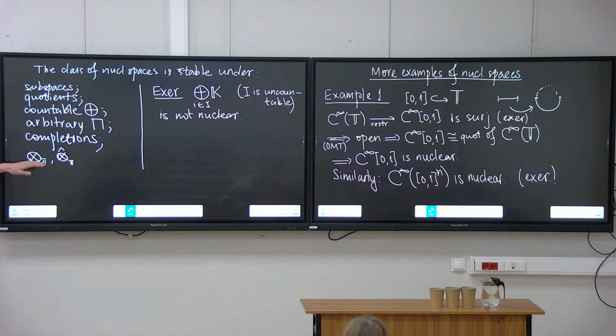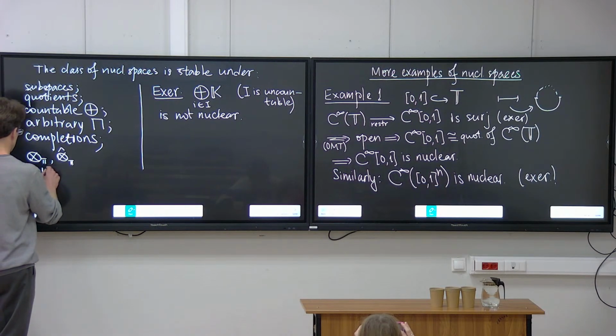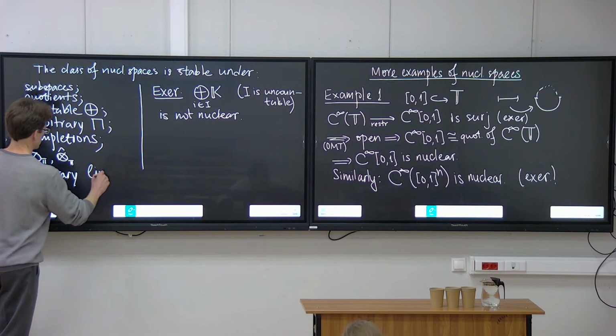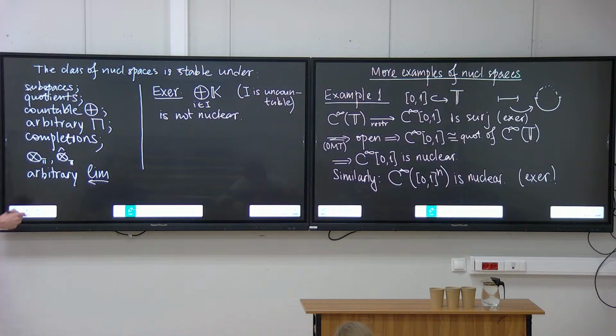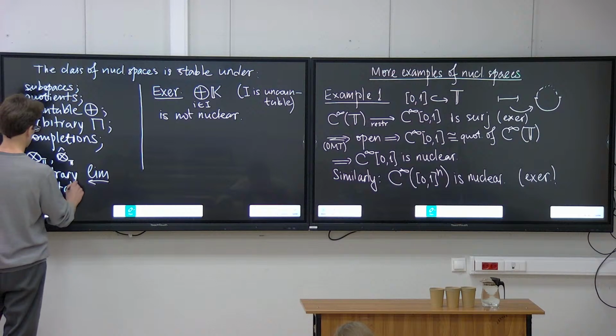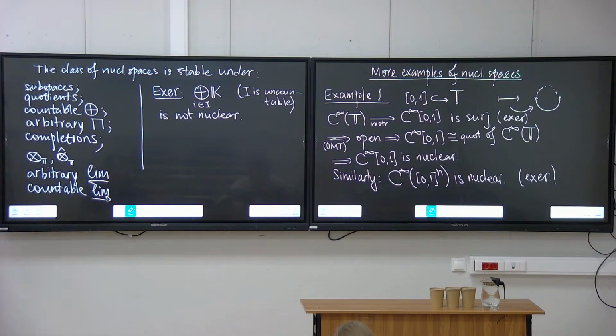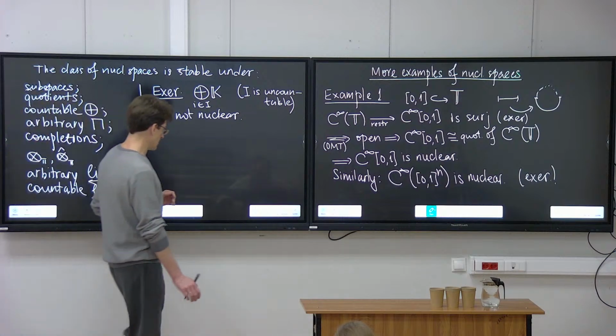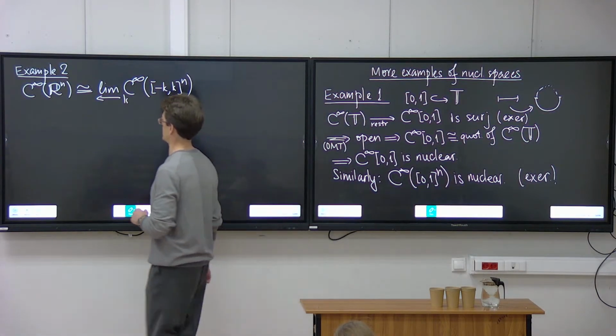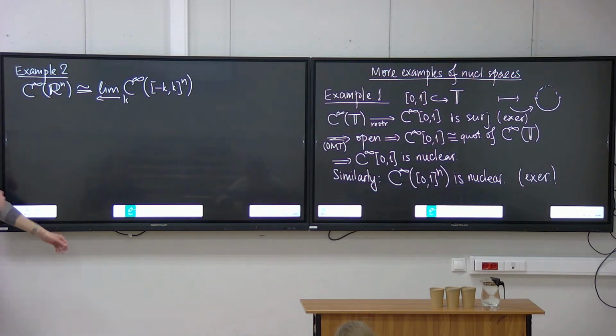By the way, probably I should put it explicitly here, that the fact that this class of nuclear spaces is stable under subspaces and products really implies that it is stable under projective limits, because the projective limit of a system of locally convex spaces is isomorphic to a subspace of the product. So it is closed under arbitrary projective limits. And on the other hand, it is closed under countable inductive limits, because a countable inductive limit can be identified with a quotient of the direct sum. So if we now come back to this example, we see that C^∞(R^n) is the projective limit of nuclear spaces, and so it is nuclear.